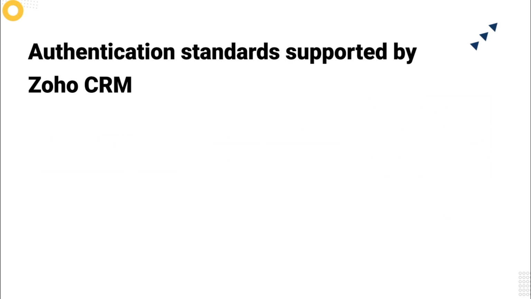Let's look at the authentication standards supported by Zoho CRM. Number 1, DKIM, which stands for DomainKeys Identified Mail. DKIM is used to ensure that the message has not been altered during transmission. A frequent rotation of DKIM keys is the most effective measure you can take to increase the security of DKIM authentication. So updating the DKIM keys once a year is strongly recommended.